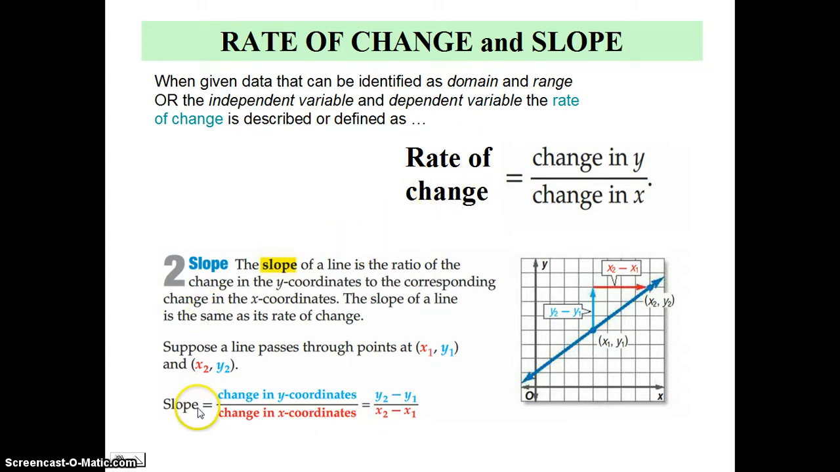And here is the slope formula. Slope is your change in y coordinates over your change in x coordinates. I believe that's what rate of change we just talked about being. And so if you have 2 points, we can find 2 points on a line. You have the y coordinates, y2 minus y1, over the x coordinates, x2 minus x1. So rate of change is slope.